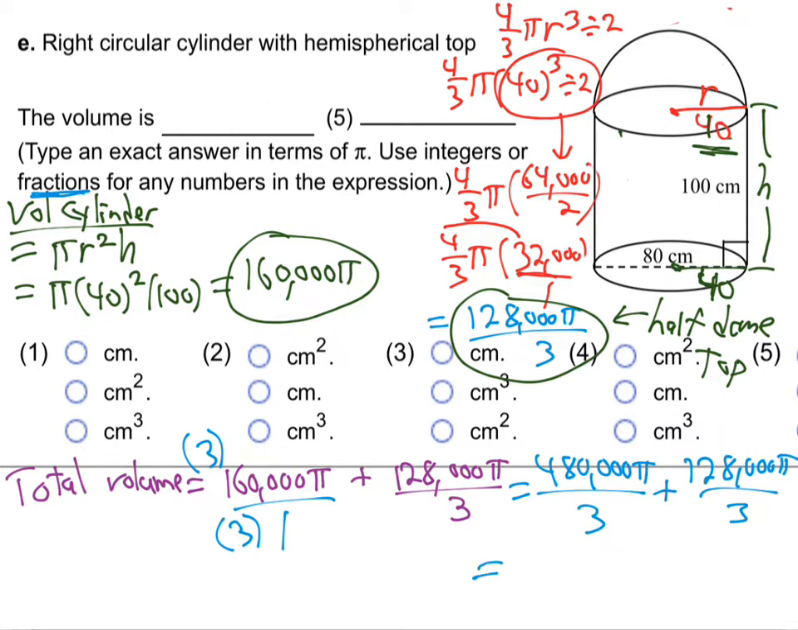If you add those together on your calculator, you're going to get 608,000 pi over 3. So there is our answer. 608,000 over 3 pi. And what are the units? Again, volume, cubic units, cubic centimeters. There we go. That's a hard one.